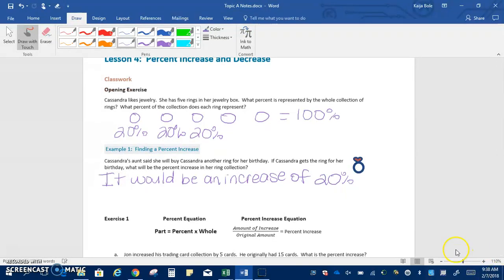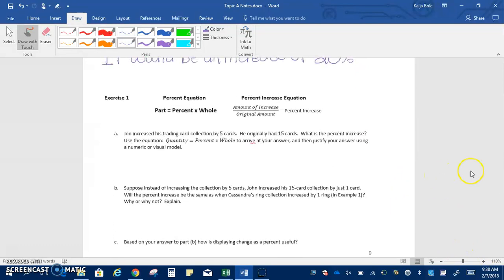All right? So, looking here at exercise 1, this is the important part here on the right side, this percent increase equation. This is our new part for today. But I want you to write it kind of in your own words. Instead of amount increase, it's just going to be change over original equals, and it's increase or decrease, because you can do both. Okay?